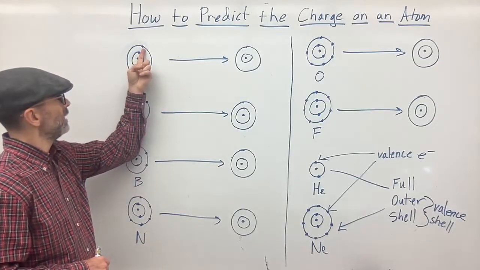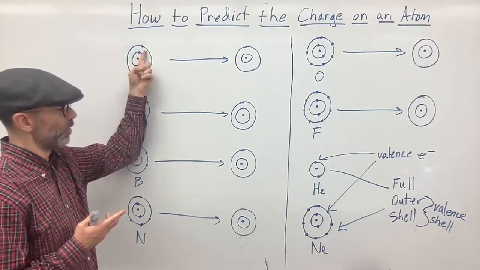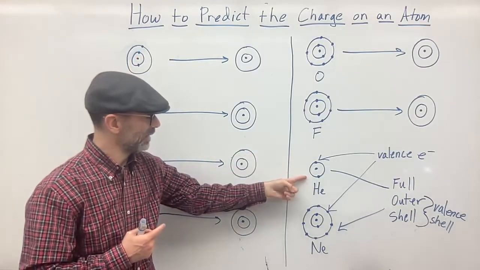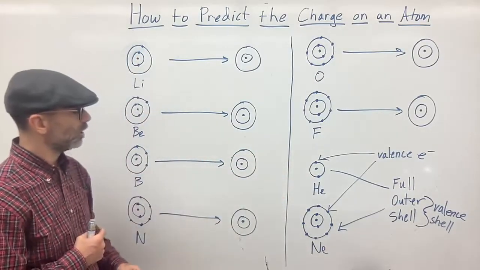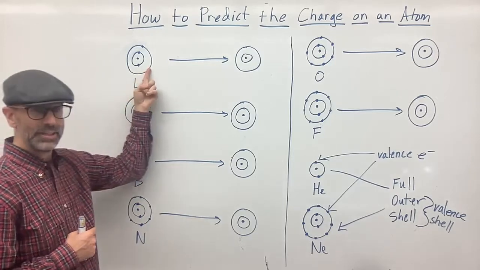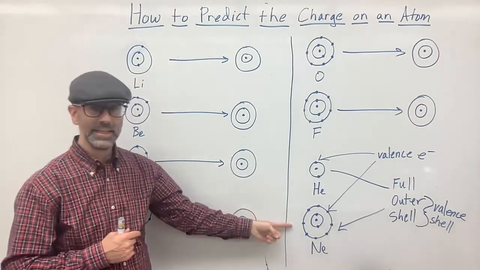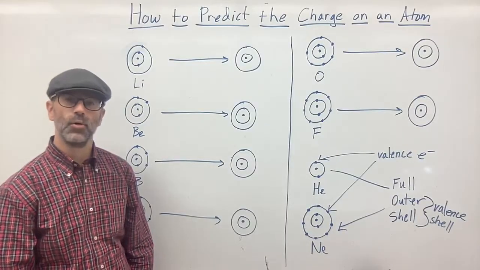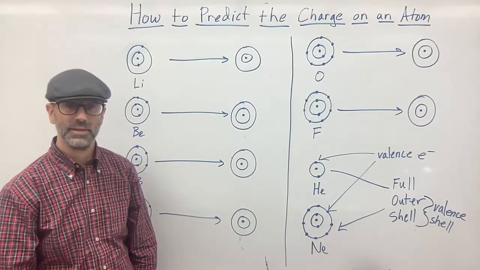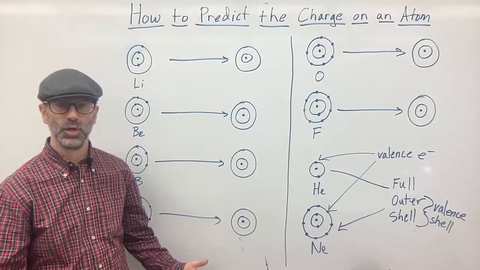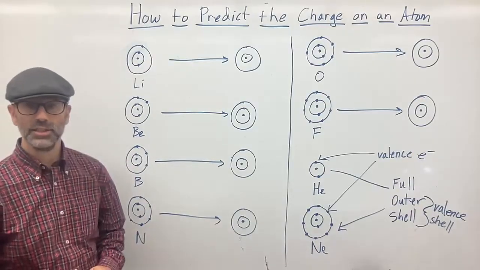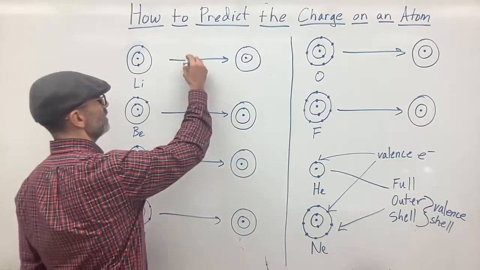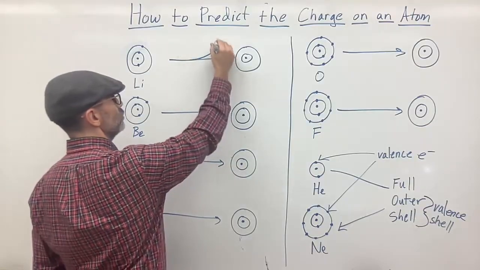So it could either lose that one electron to be like helium, or it could gain 7 electrons to be like neon. So the question is, which is easier, to lose 1 electron or to gain 7? Obviously, it's easier to lose 1. So that's exactly what it's going to do. So that lithium atom loses 1 electron.